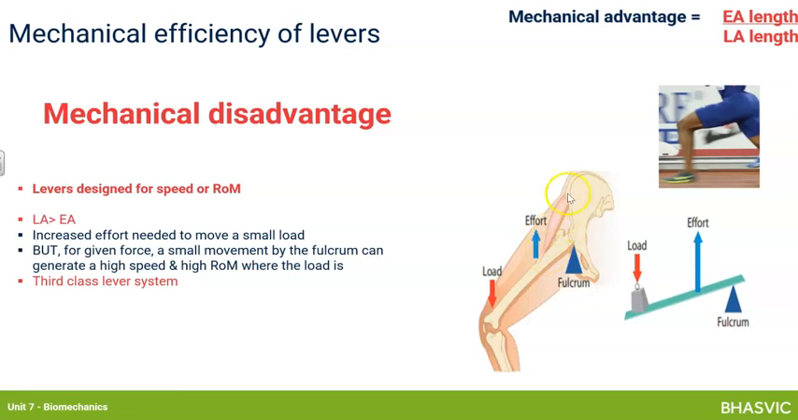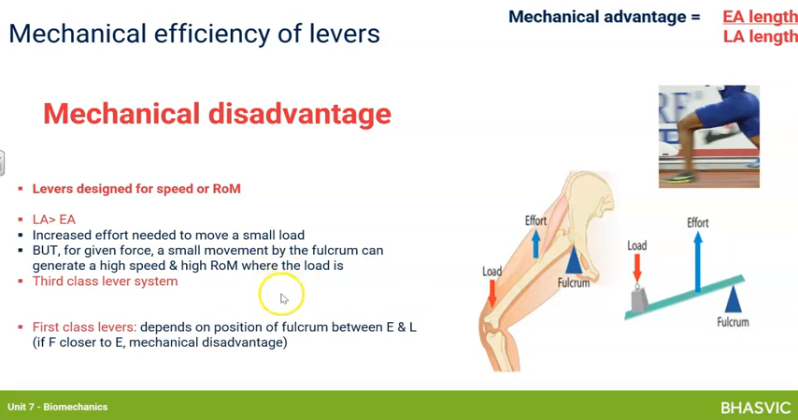What that means is this hip flexor muscle here has to generate quite a big effort, force, to move the load of our leg. And again, first-class lever systems, it depends where the fulcrum is to determine whether there's mechanical advantage or disadvantage. If the fulcrum was closer to the effort, what that means is the load arm is bigger, then there would be mechanical disadvantage.